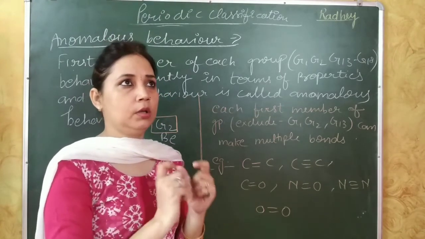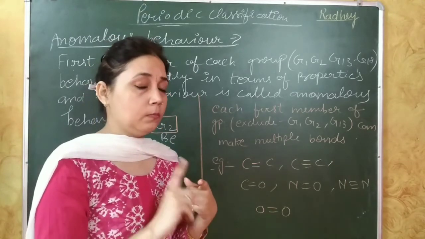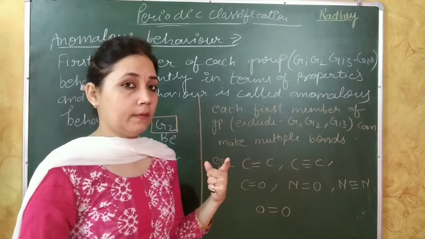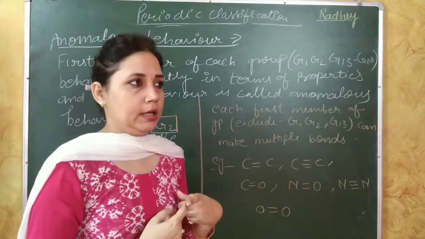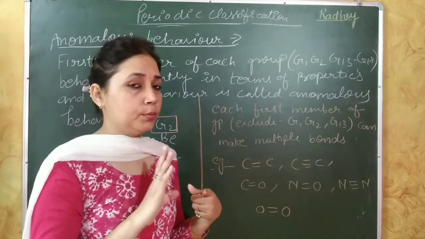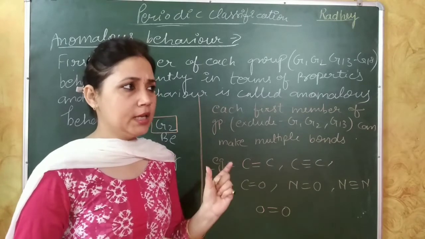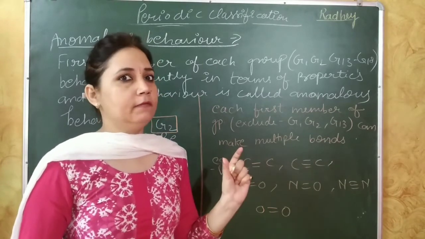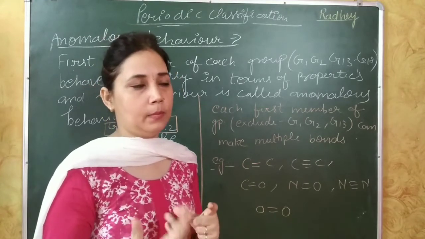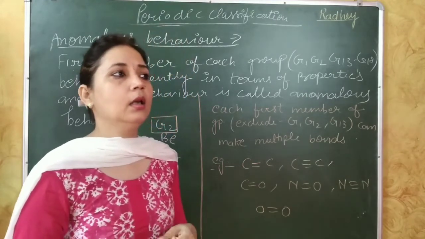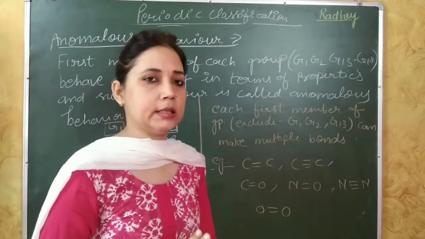If we are talking about group 1 elements, then the first member of group 1 and the other members of the same group. If we are talking about group 2 elements, it means the first member of group 2 and the other elements. So the first element of each group will behave differently from the other members of the group, and it is known as the anomalous behavior of the element. Now we will understand it by taking an example.